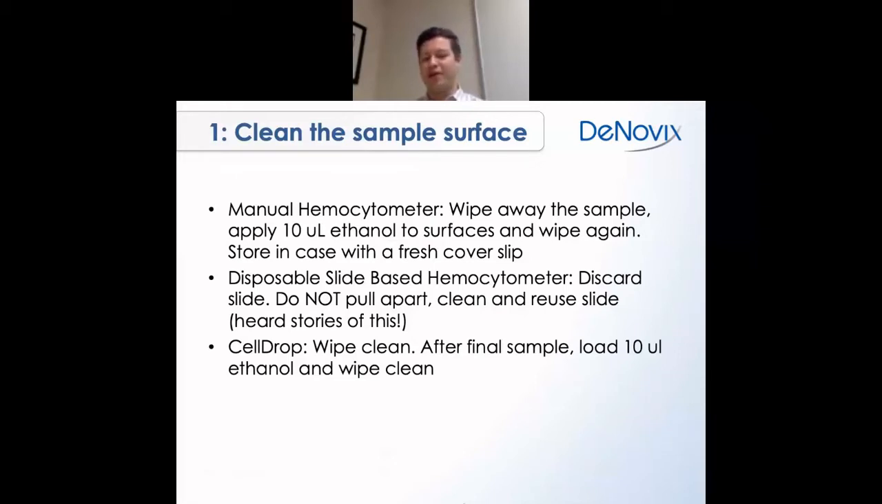If you're talking about the cell drop, so an automated hemocytometer with reusable surfaces, you just wipe the surfaces clean, and then after the final sample, you want to load 10 microliters of ethanol, just to make sure that for the next person who goes up there, it's clean, and then you're done.